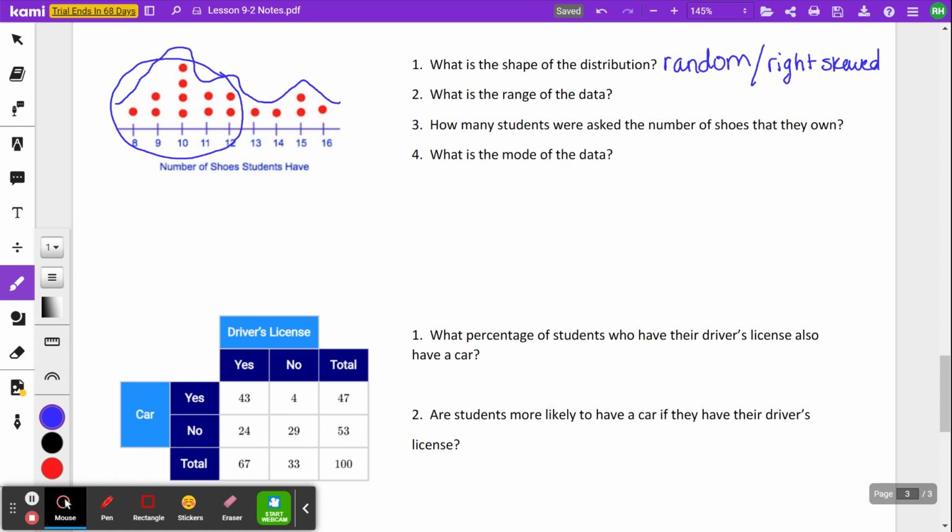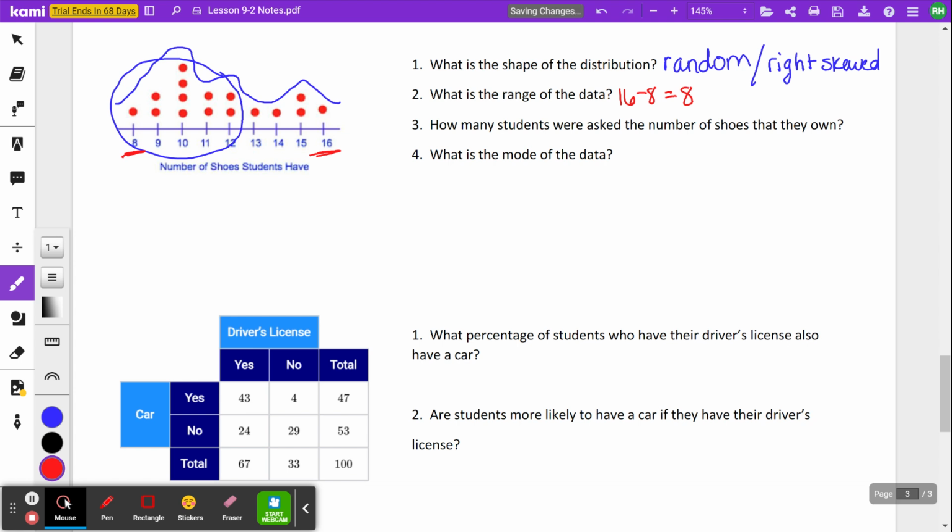What is the range of the data? If we're talking about range, we would have the lowest and the highest value, right? So 16 minus 8 is 8.